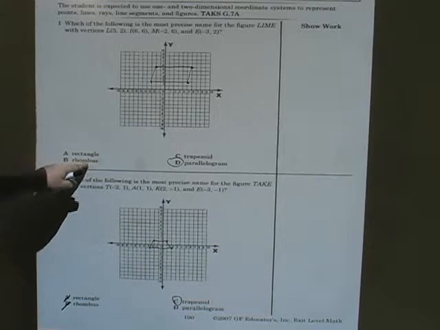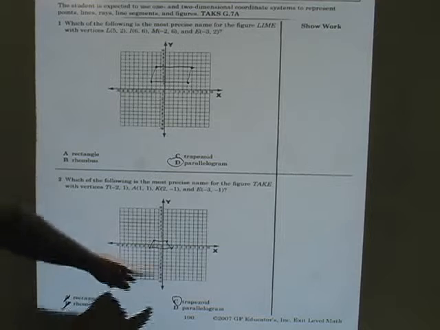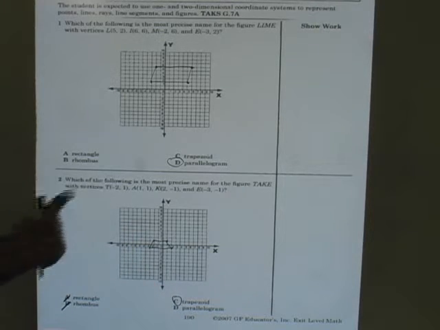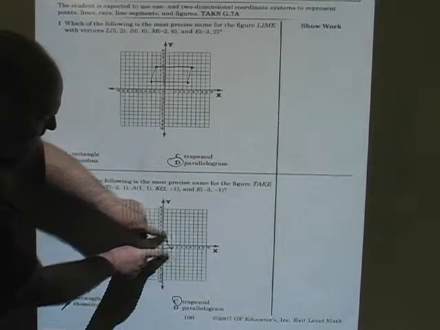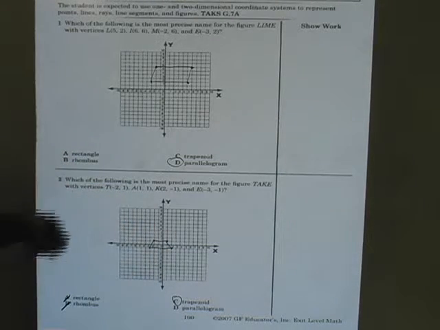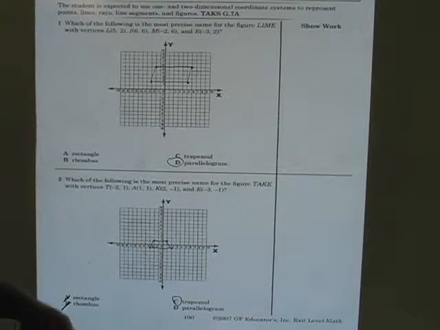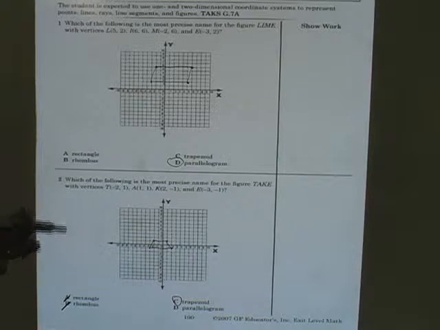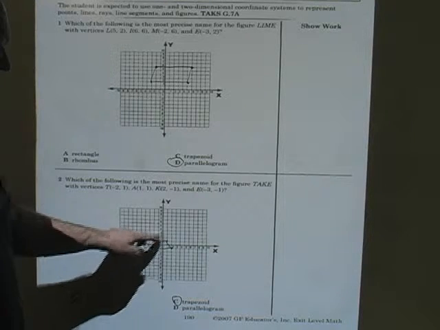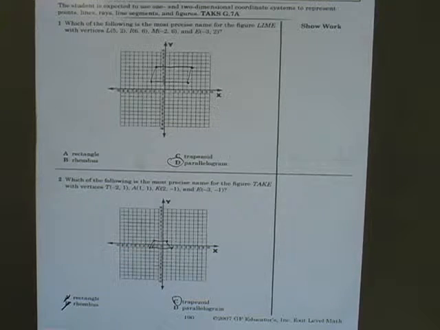And on a rhombus, all four sides are congruent. They're the same length. On a trapezoid, you have one pair of parallel sides, and those are right here. Okay? Now on a trapezoid, these other two sides don't have to be congruent. Okay? They are in this case. And it's a special type of trapezoid called an isosceles trapezoid, but they don't have to be congruent. But you do have to have a pair of parallel sides for it to be a trapezoid.